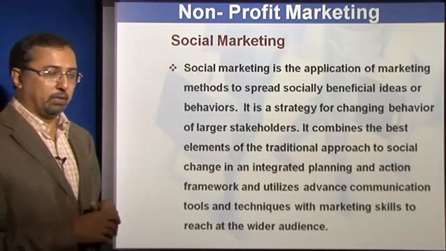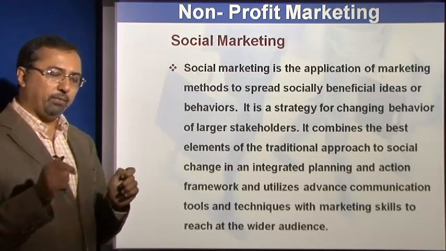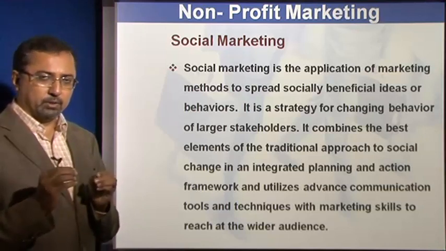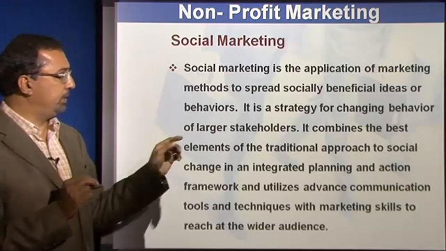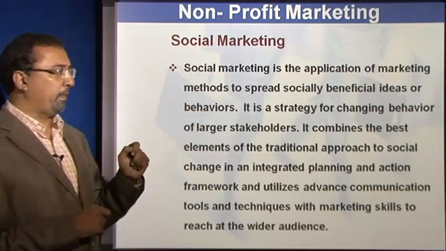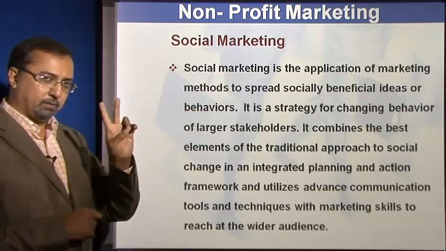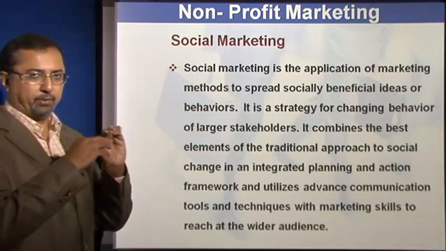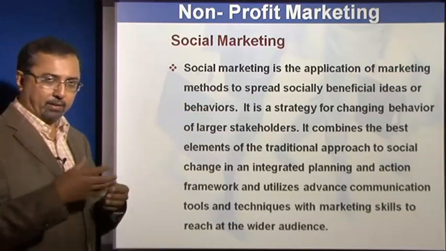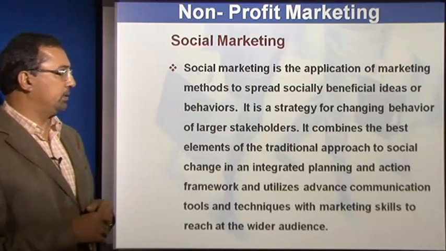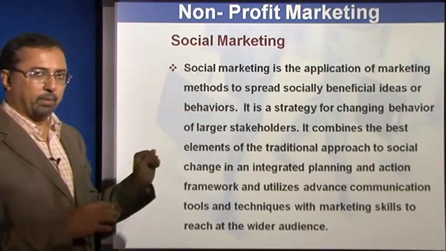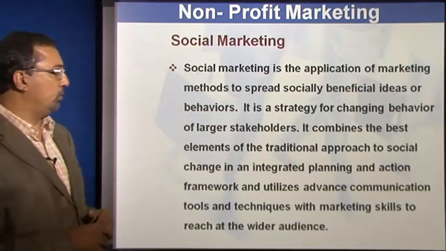So let us take a look at the definition. What are we trying to do in social marketing? We are actually using marketing approaches, but with a different objective. The objective being to spread socially beneficial ideas or behaviors. So two things: idea, which can be of attitude, opinion, belief, faith, whatever, or behavior, which is how you actually act, react, respond to various things. So here it is a strategy to change the behavior of a larger number of stakeholders.